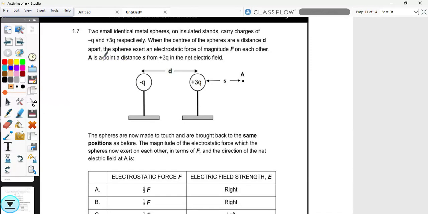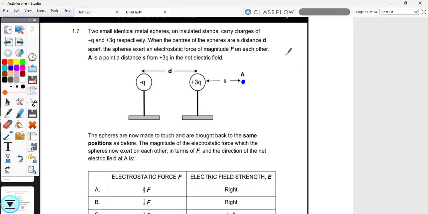On each other. A is a point at a distance S from the positive one. Okay, so that's where A is in the net electric field. The spheres are made to touch. Okay, I was hoping not, but they don't do that. So at the moment, remember, the force is F. If they were asking the force of A on B, please remember that it's again the same as with magnetism: force on A, force on B, same thing. But now they're going to touch, so the charges are going to change.